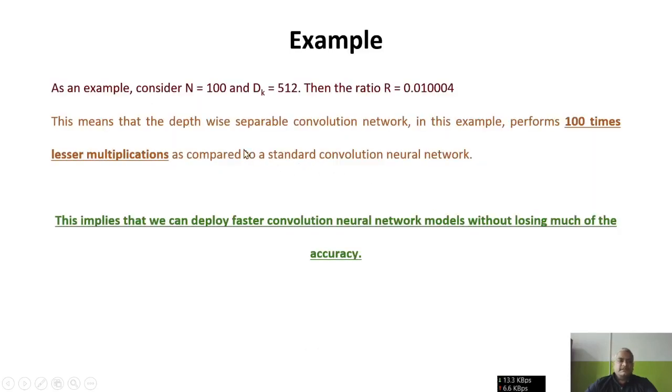Let's take an example. Let me consider that we have number of channels equal to 100, and the filter size is 512. So we get the ratio R equal to 0.010004. This means that the depth-wise separable convolution network in this example performs 100 times fewer multiplications as compared to the normal convolution. So depth-wise also reduces the parameters and complexity. So this implies that we can deploy a faster convolution network model without losing much of the accuracy.